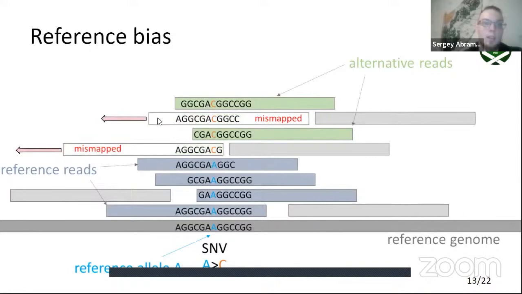Therefore, they have a higher probability to be mapped to another genomic region. For example, the Bowtie aligner aligns such ambiguous reads to the first entry. In other words, we expect more reads to be mapped to the reference allele than to the alternative one. This effect is called reference bias.